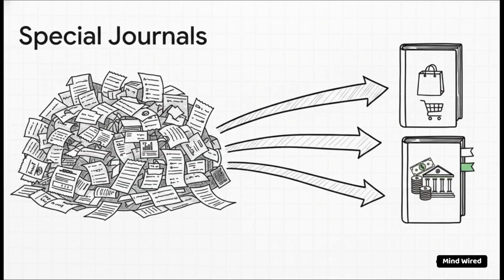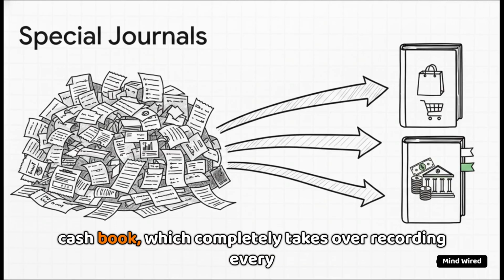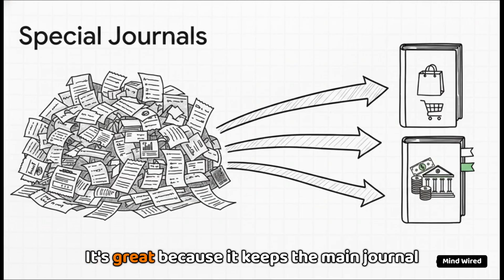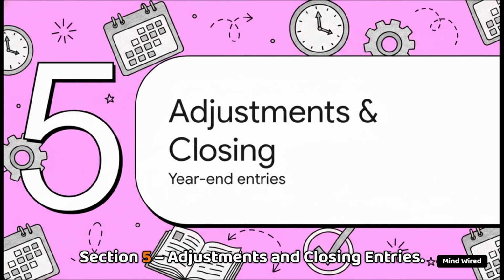All credit purchases, they go into the purchase journal. But the absolute most popular one is the cash book, which completely takes over recording every single cash and bank transaction. It's great because it keeps the main journal completely clean and uncluttered. Section 5, Adjustments and Closing Entries.